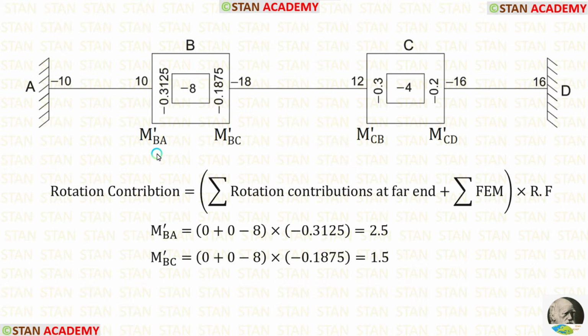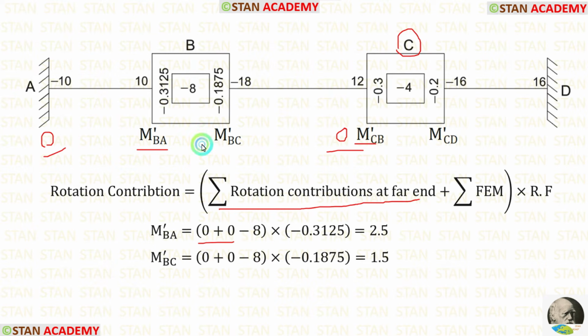Now let us start calculating rotation contributions. First let us calculate M'BA. The rotation contribution in the point A is 0. In the joint C, initially there will be no rotation contribution. So M'CB is 0. For the summation of rotation contributions at the far end, we are having 0 plus 0. The summation of fixed end moments is -8. The rotation factor for BA is -0.3125. Finally, for M'BA, we are getting 2.5.